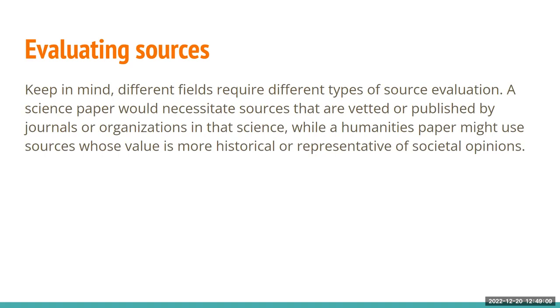Keep in mind, different fields require different types of source evaluation. A science paper would necessitate sources that are vetted or published by journals or organizations in that field of science, while a humanities paper might use sources whose value is more historical or representative of societal opinions.